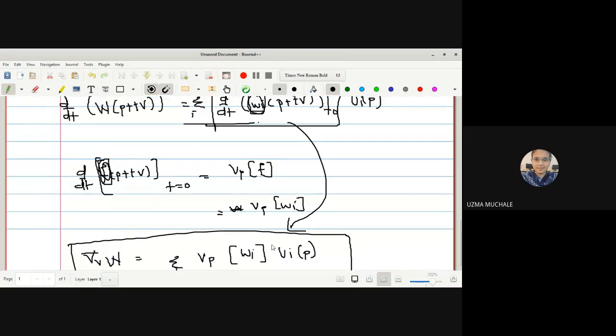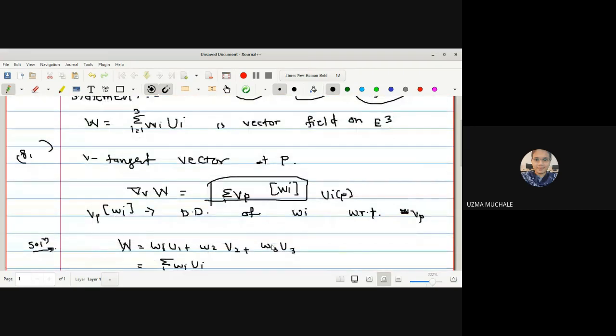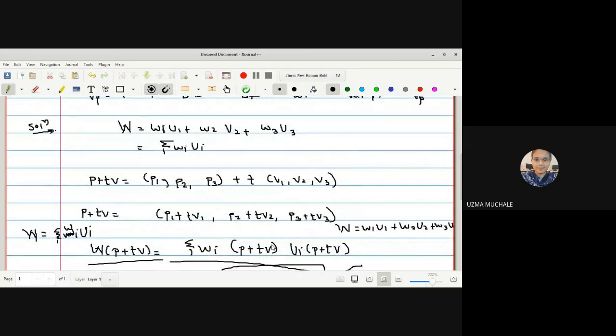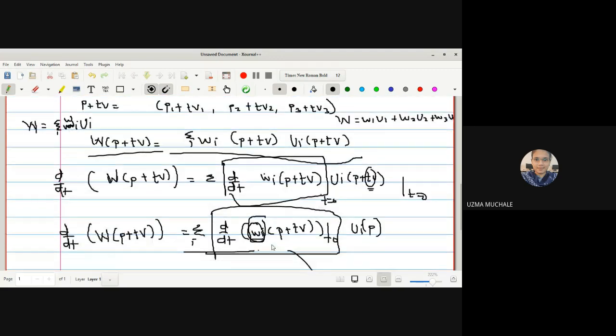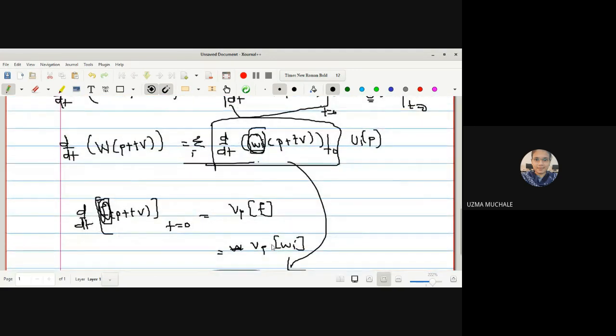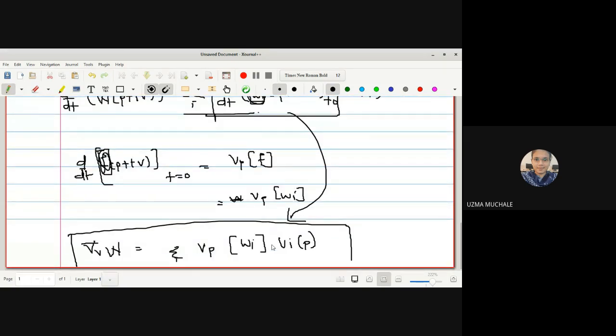Any doubt for this one? It is very simple. What you have to do? Firstly, whatever is given, you have to write that down. Then find p plus tv, find out w of p plus tv. Then differentiate this, and just use the definition of a directional derivative. Instead of f in the definition of a directional derivative, you have to put w_i. Okay, and hence the result.